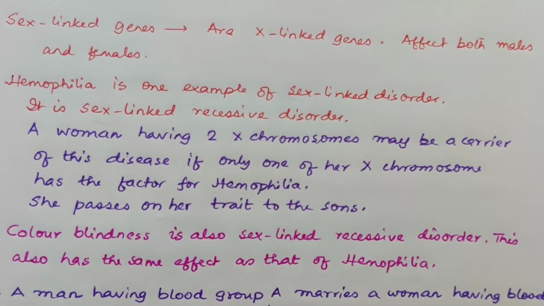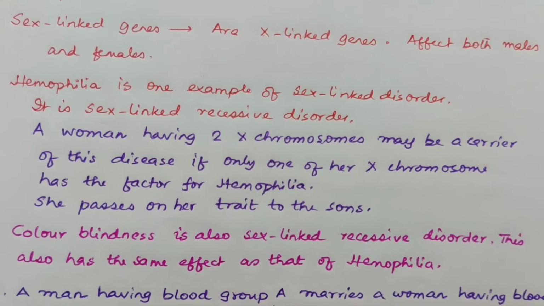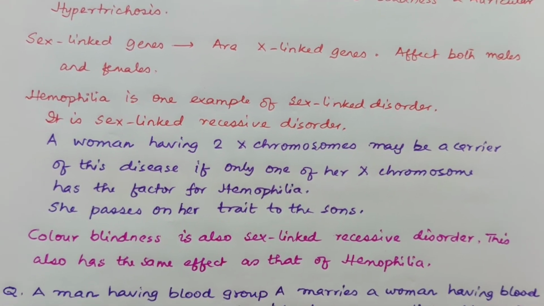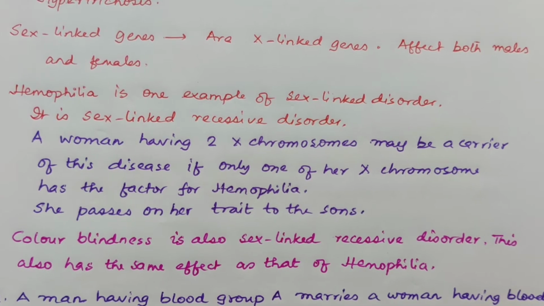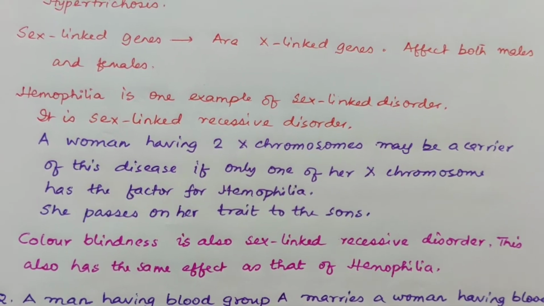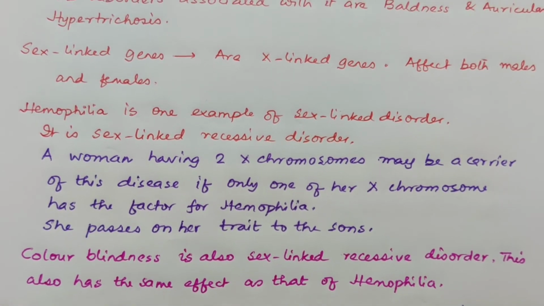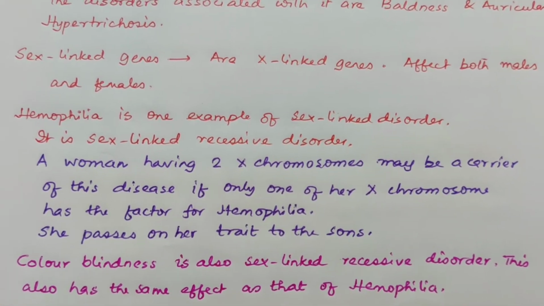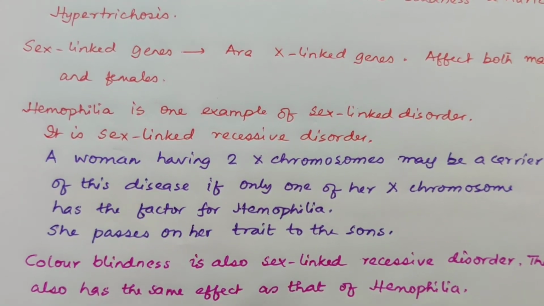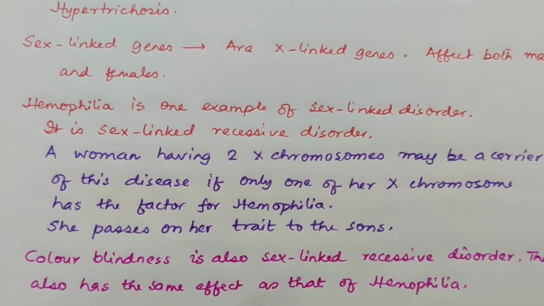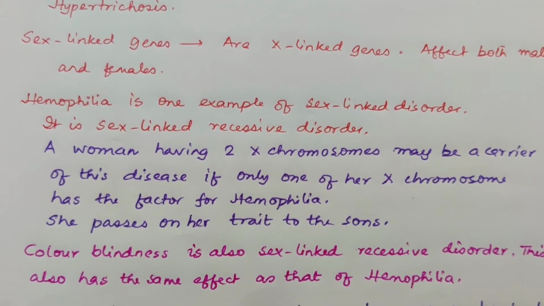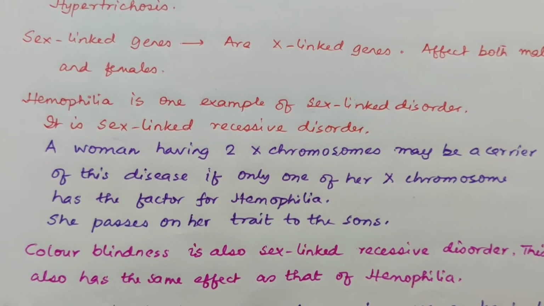In case of sex-linked recessive disorders, a woman having two X chromosomes may be a carrier. Carrier means she has two X chromosomes, where one X chromosome is a normal X chromosome that is dominant, and the other, that is for hemophilia or for color blindness, is recessive. So the dominant X dominates the affected X chromosome and the female becomes a carrier.